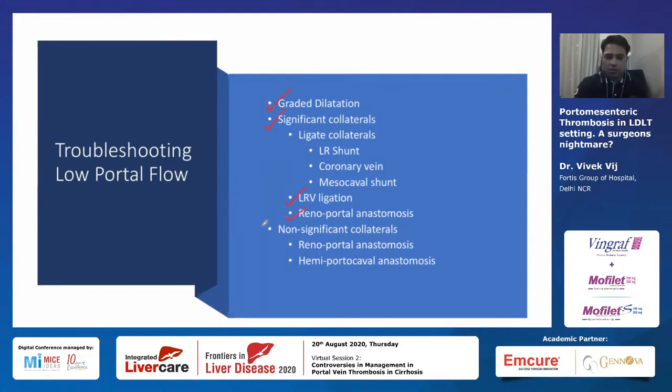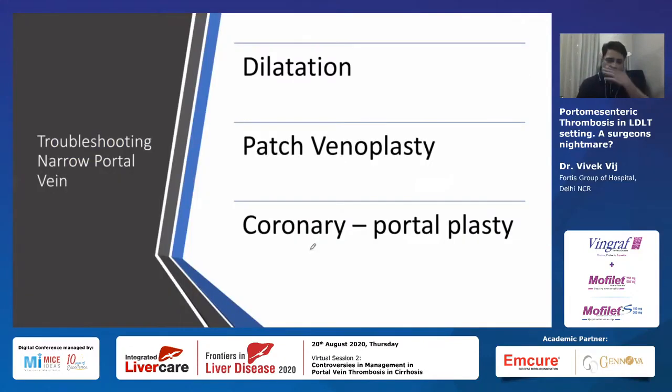But if there are no significant collaterals, then of course only two options with a poor portal flow remain, that is renoportal anastomosis and hemiportocaval transposition. Sometimes the portal vein is very atretic, narrow. In these cases, of course, dilatation, patch venoplasty.